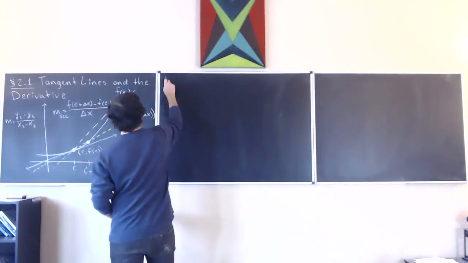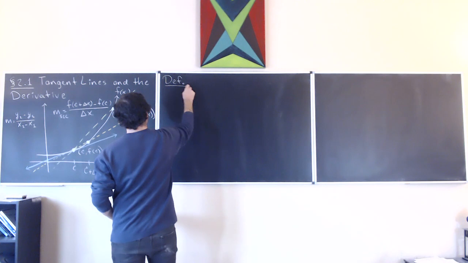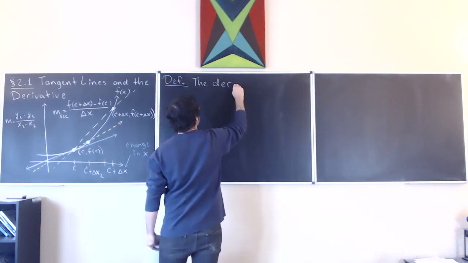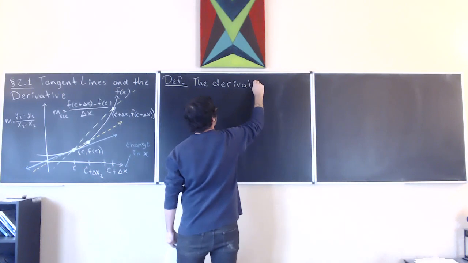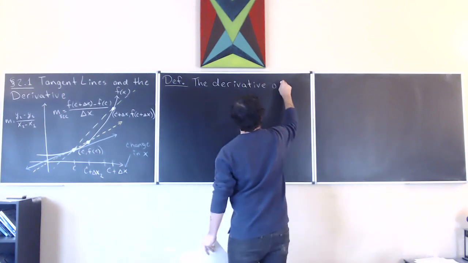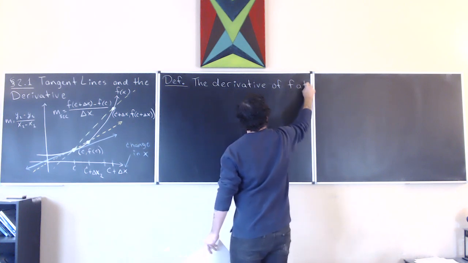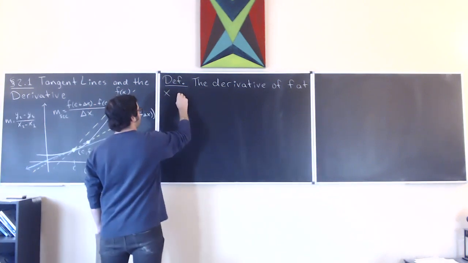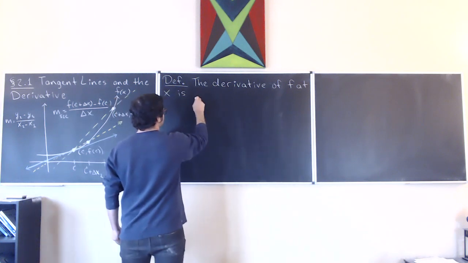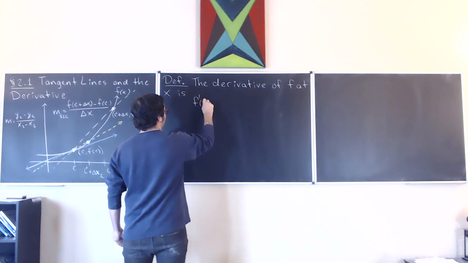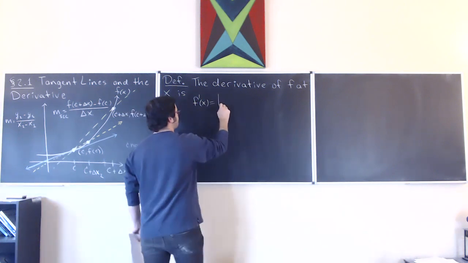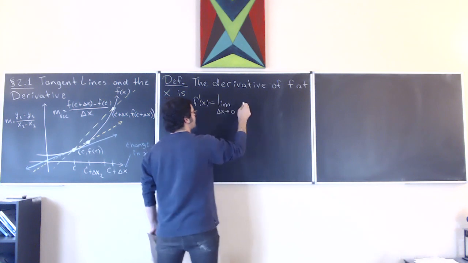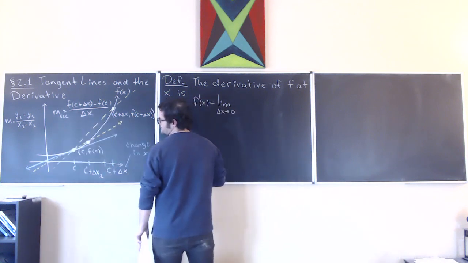So the definition. The derivative of f at the point x is f prime of x equals the limit as delta x goes to 0 of the difference quotient, the slope of the secant line.